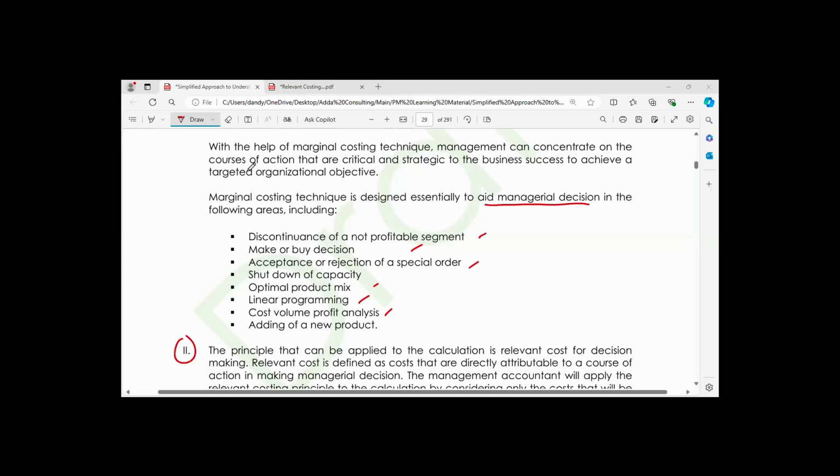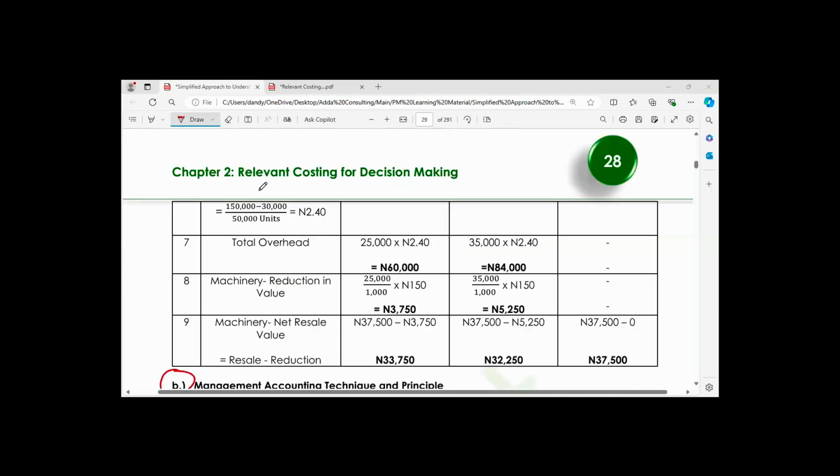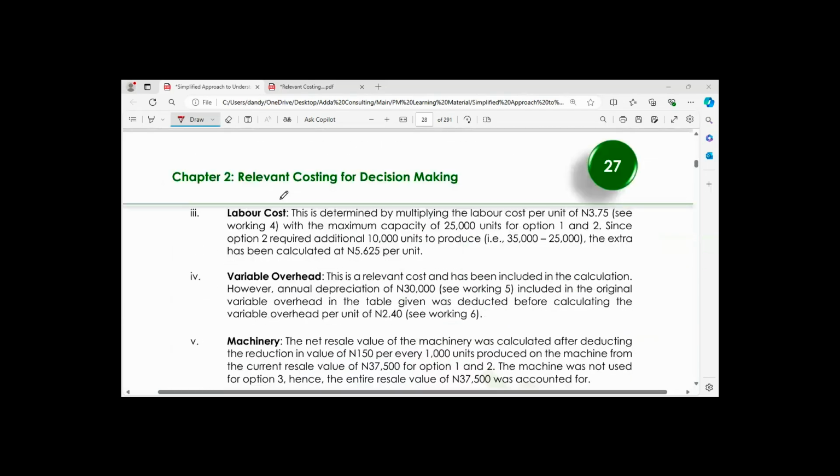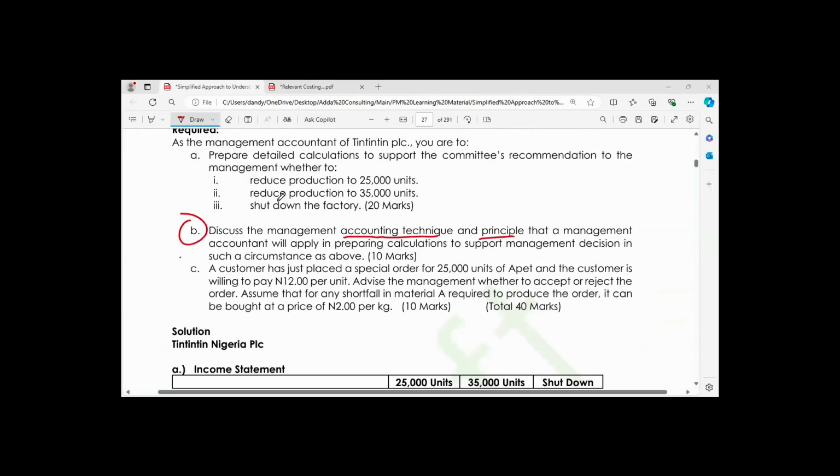All right, then. So the number C part of this question, our examiner is asking you that a customer has just placed a special order for 25,000 units of Apex, and the customer is willing to pay 12 naira per unit. Advise the management whether to accept or reject the order. Assume that for any shortfall in material A required to produce the order, it can be bought at a price of 2 naira per kilogram. Another 10 bonus marks.